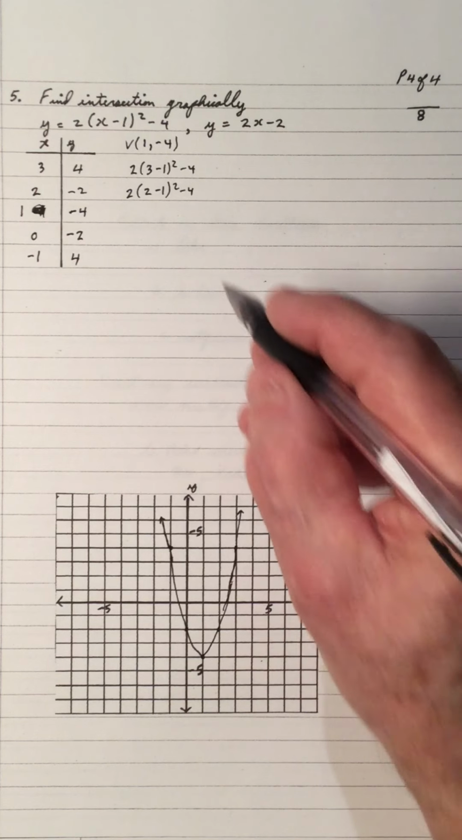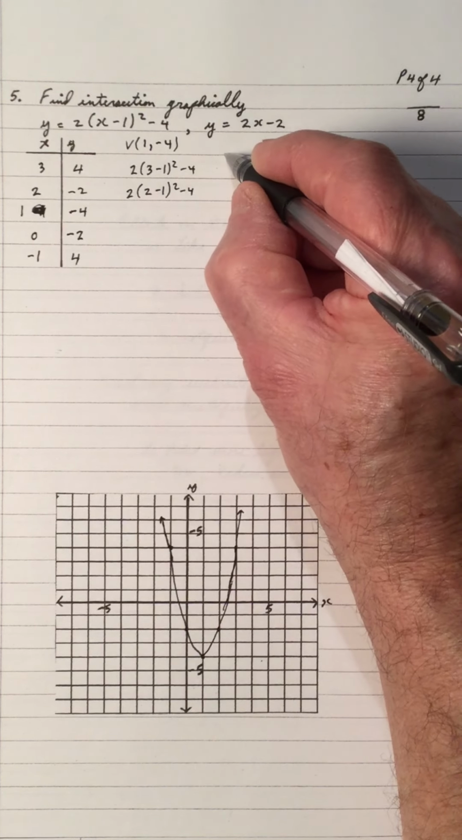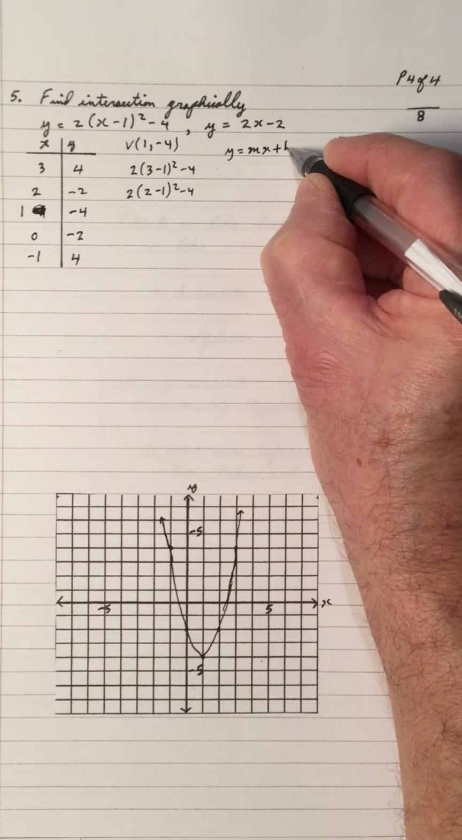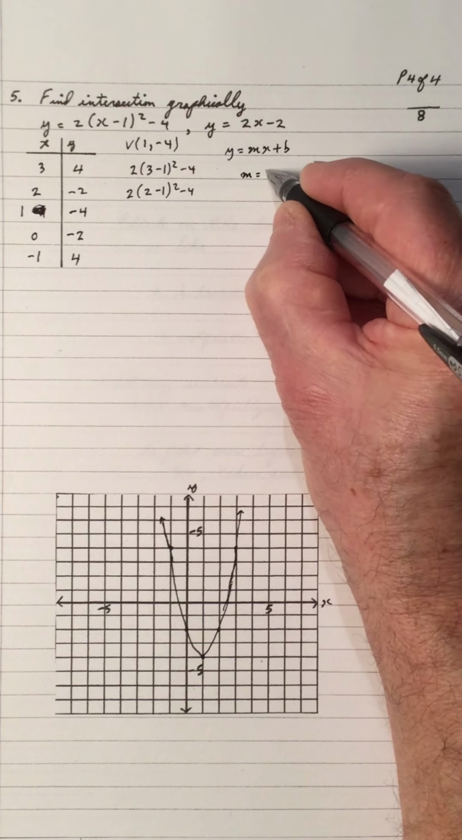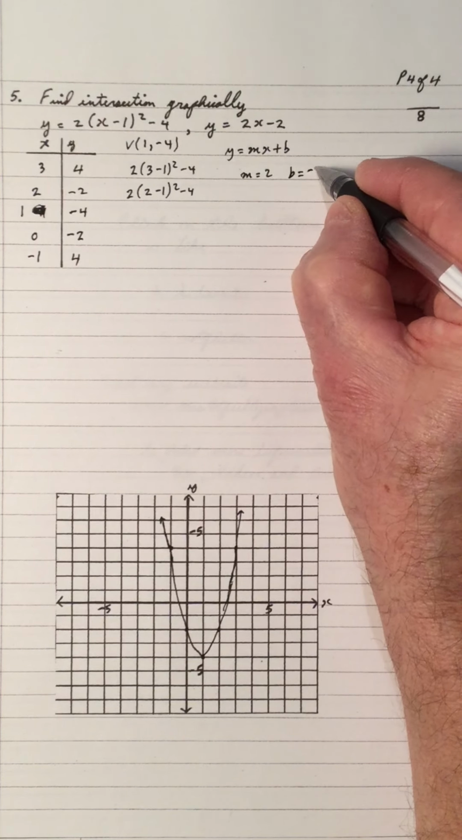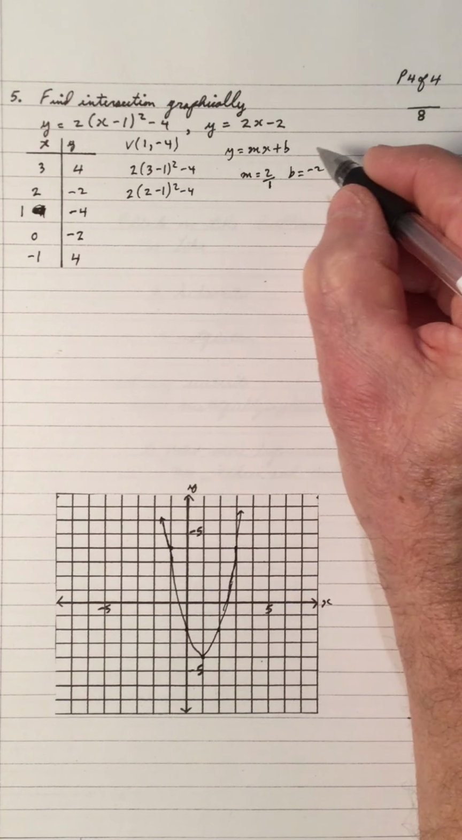And let's look at the line now. We have the table down. Let's look at the line. Y equals mx plus b. So notice that m is 2, b is negative 2. M is the slope, so the slope is rise over 1, so it's 2 over 1.